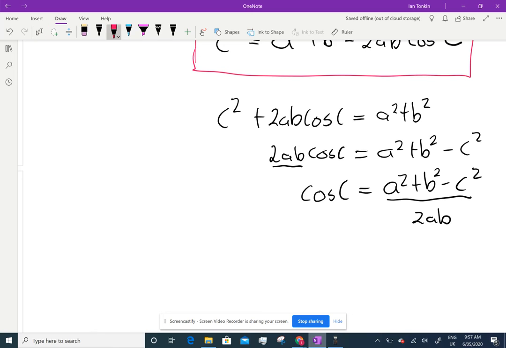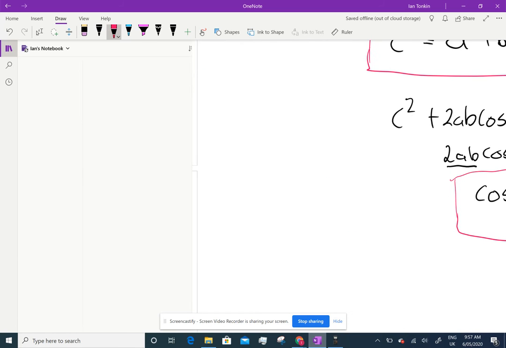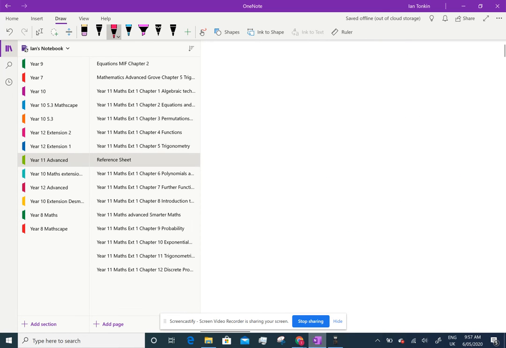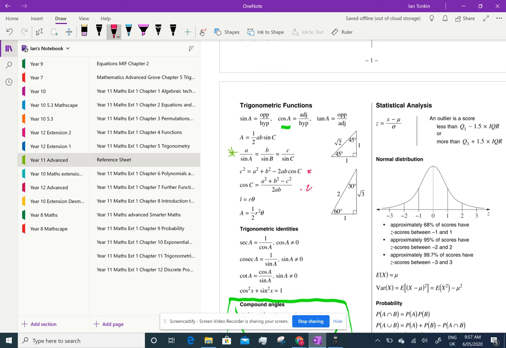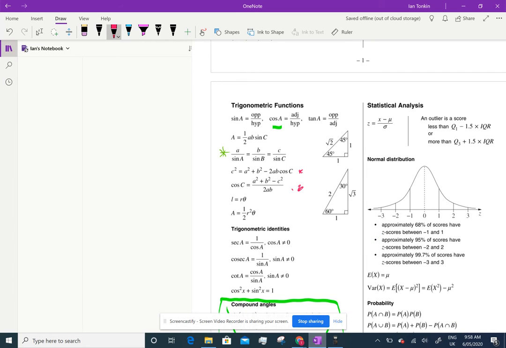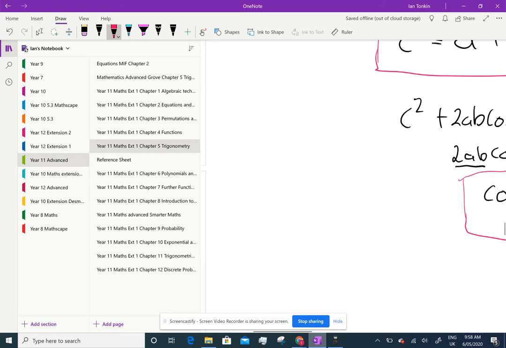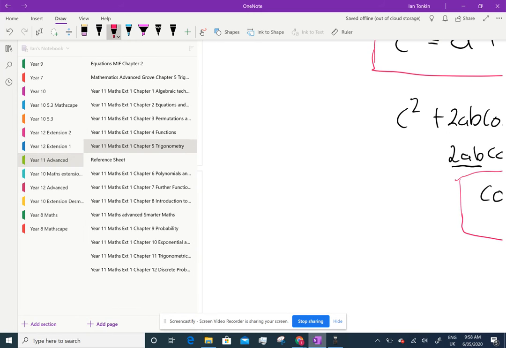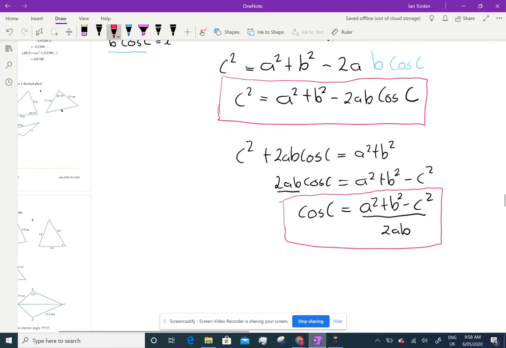And that is what you use when you need to find an angle. There it is. So there are the two forms of the formula. The cosine rule.